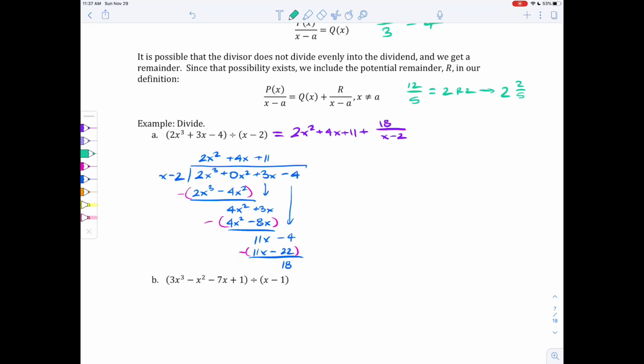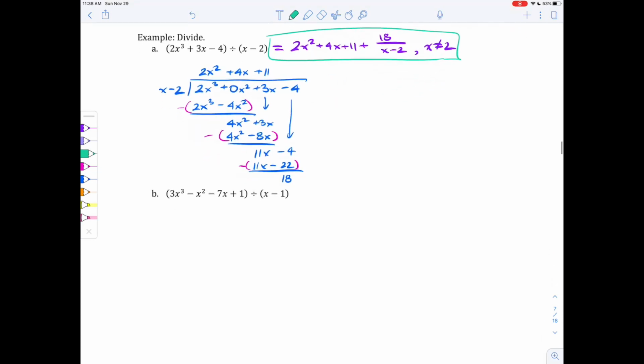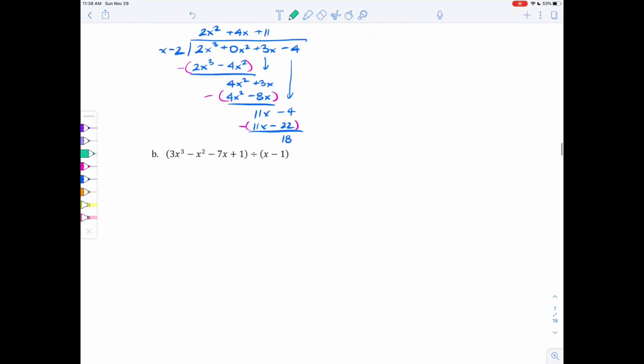And this one is done. I guess we do have to actually state, just as a reminder, that because of this business here, we do need to specifically state that x does not equal 2. And that's that. One more example to try. I encourage you to try it on your own, see what answer you get. I'm going to plow ahead with it now.